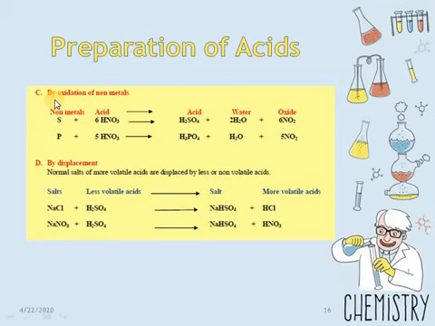Next is by oxidation of non-metal. Nitric acid is a very strong oxidizing agent. Sulfur plus nitric acid gives you sulfuric acid, and phosphorus plus nitric acid gives phosphoric acid, and corresponding nitrogen dioxide. So you are getting sulfur directly converted into sulfuric acid, phosphorus directly converted into phosphoric acid. Now by displacement, salt plus less volatile acid, we will get more volatile acid and another salt.